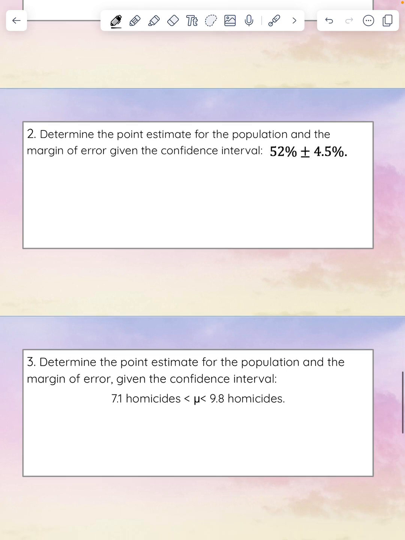For number 2, determine the point estimate for the population and the margin of error. Okay, well here it's in the form of point estimate plus or minus the margin of error. So here, the point estimate, when it's a percent, we're going to write that as a proportion. So 0.52. Margin of error is what's being added or subtracted, so we can write it as a percent, 4.5.